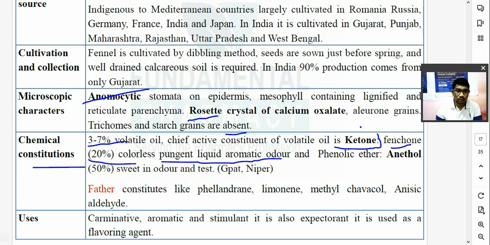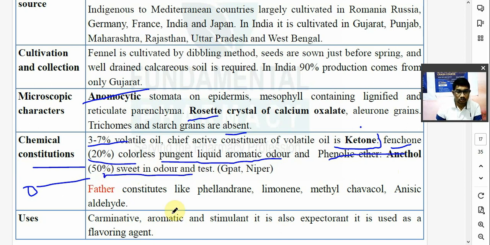You get a question: the odor of fennel is because of fenchone. So remember, the pungency and odor of fennel is because of the fenchone. And the volatile oil also consists of a phenolic ether, anethole. Anethole is sweet in taste and odor.